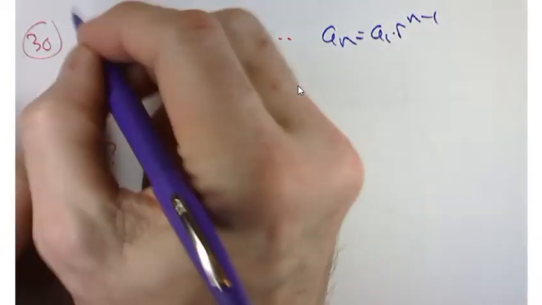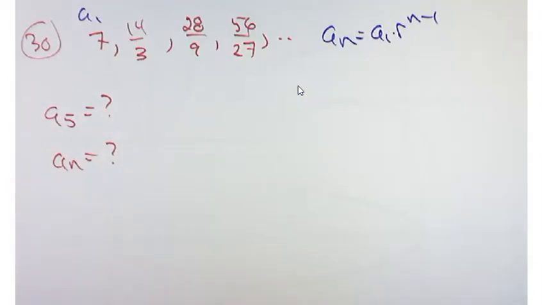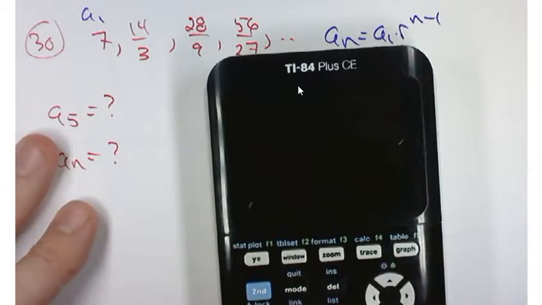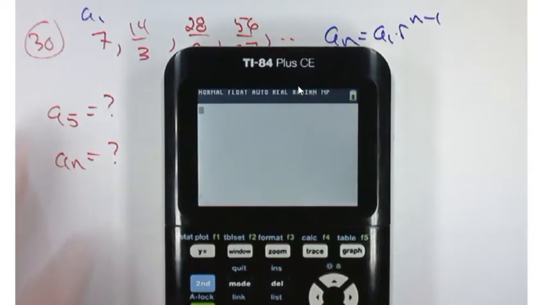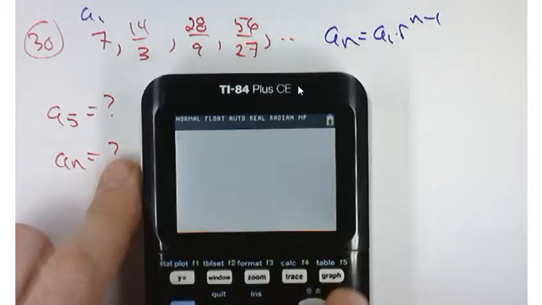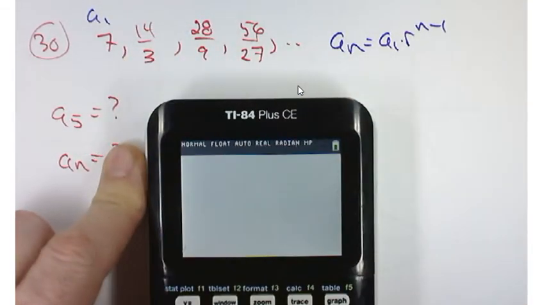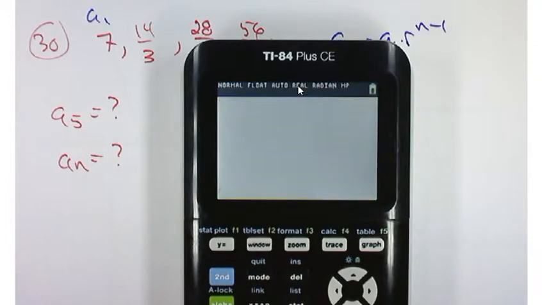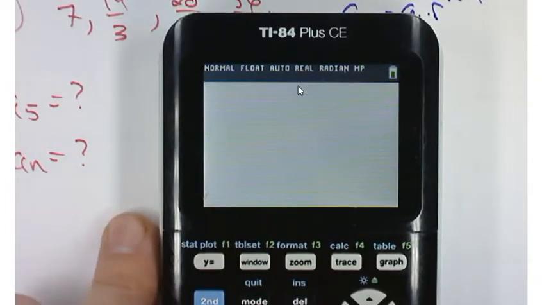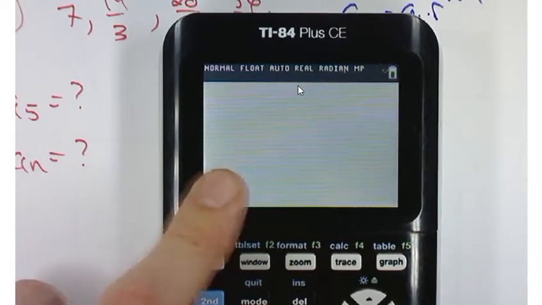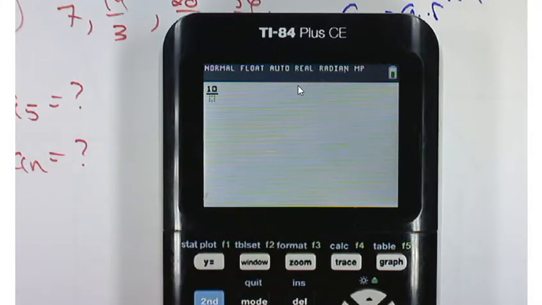We already know what a sub 1 is. That's over here. That's 7. But we need to figure out what r is. So let me help you out with that calculation. There's a couple ways you can do it. You want to divide this term by the previous term. The cool thing you can do, especially if you have a nice up-to-date calculator, is hit the alpha key, alpha, y=. The first one down gives you a fraction. So I'll take 14/3 divided by 7. If you do it that way, it should automatically put it in a nice fraction for you.